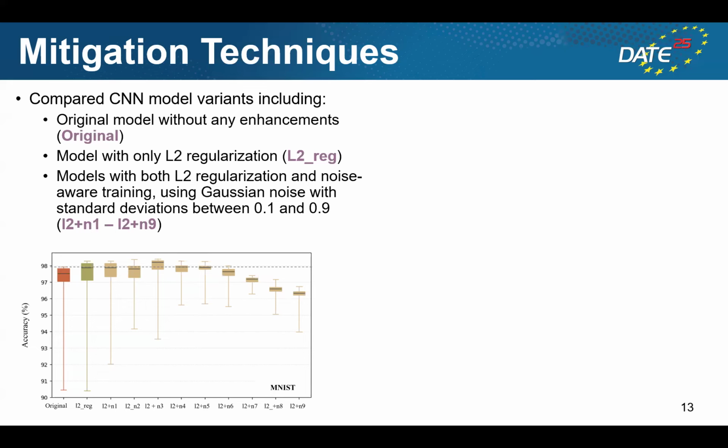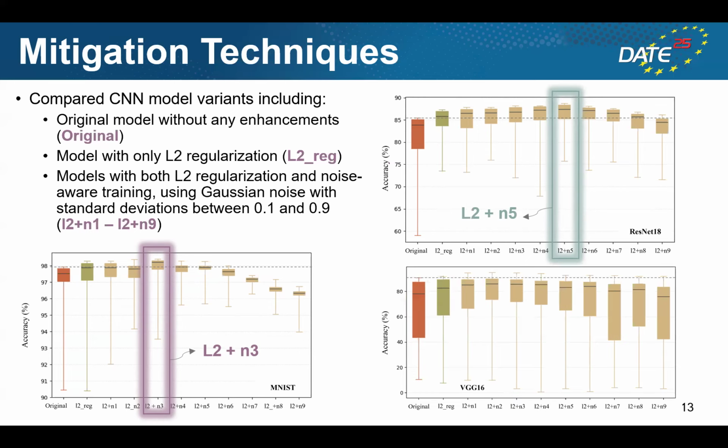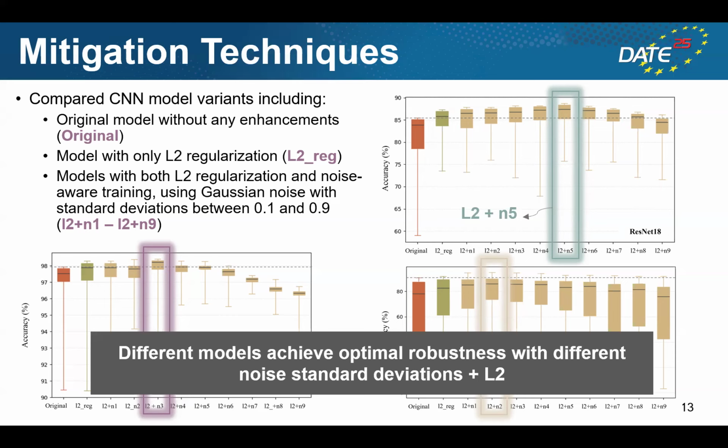For the CNN with the MNIST dataset, we saw that the best accuracies were achieved with the model that had L2 regularization and a standard deviation of 0.3 for the Gaussian noise. However, for the ResNet 18 model, the optimal model was that with the standard deviation of 0.5. And finally, for the VG16 model, the optimal model was with a standard deviation of 0.2. As you can see, different models achieved optimal robustness with different noise standard deviations with the regularization.